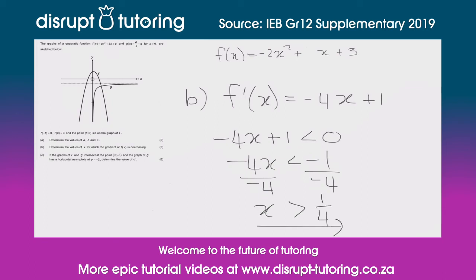So that means x is greater than a quarter, and for all of the points x greater than a quarter, we will find that the graph will slope downwards. And it looks about right because it's almost touching. We can see the turning point almost touching the y-axis. So that makes sense that it should be closer to 0 on the x-axis. So that makes a lot of sense.